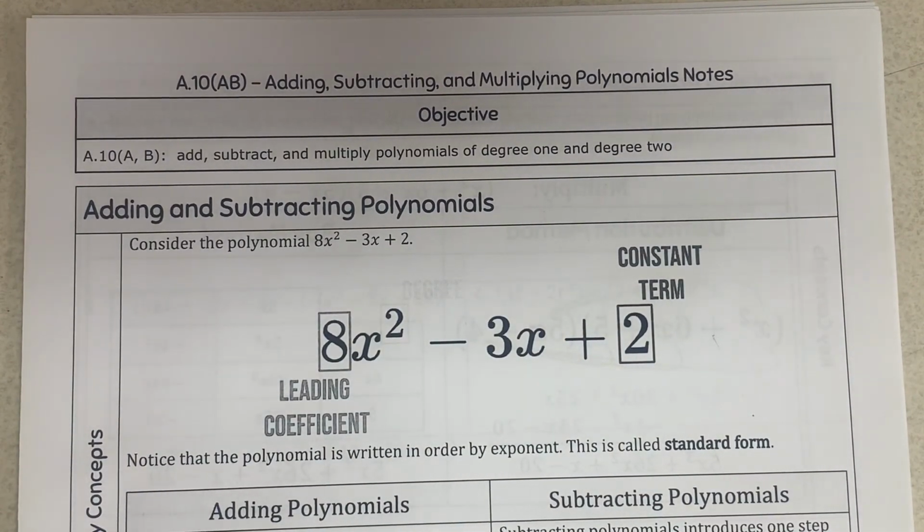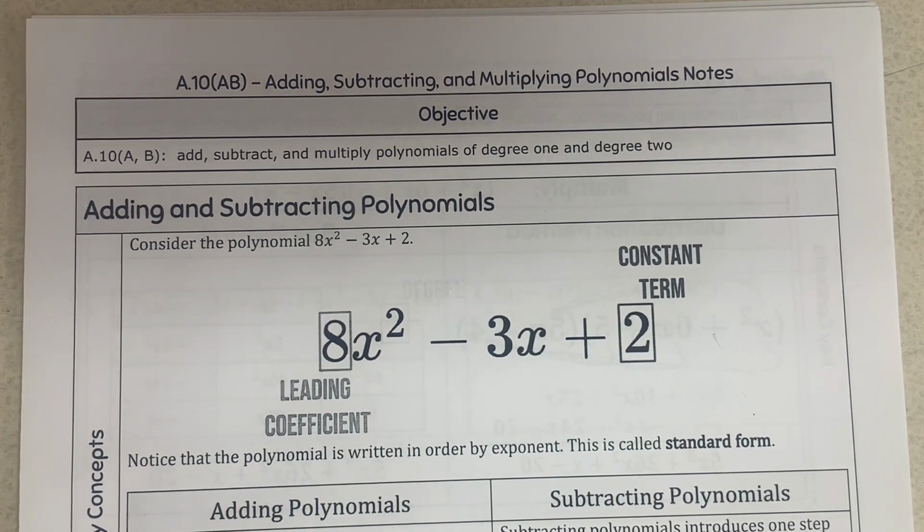Today you're working on adding, subtracting, and multiplying polynomials. So you know how to add, subtract, or multiply normal numbers. Now you have polynomials, which are more like normal numbers. They just have different variables with them. Now, what is a polynomial?